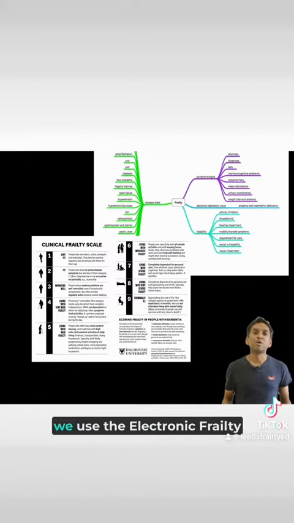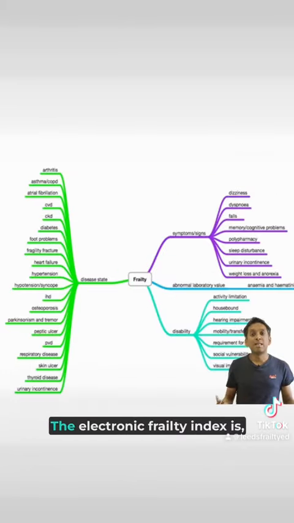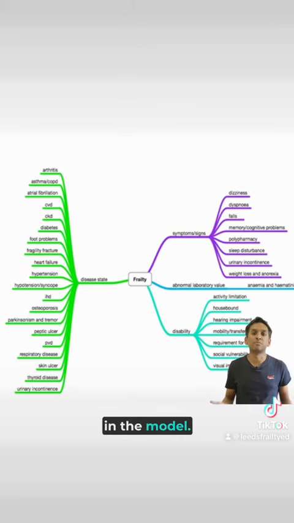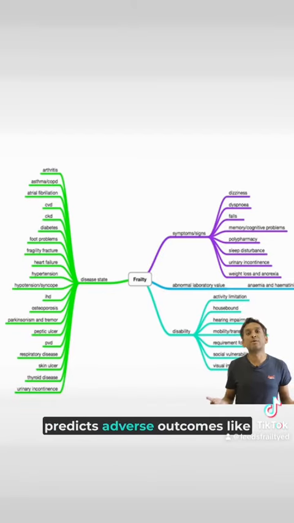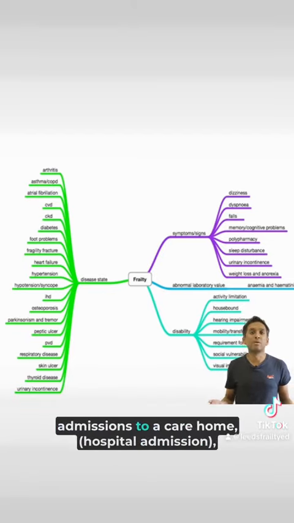In the UK, we use the Electronic Frailty Index and the Clinical Frailty Score as ways of identifying frailty. The Electronic Frailty Index is, well, a frailty index. It measures the number of deficits and divides them by the total number of deficits in the model. In the Electronic Frailty Index, the deficits are 36 codes that are already in the GP record, so no extra work is required.